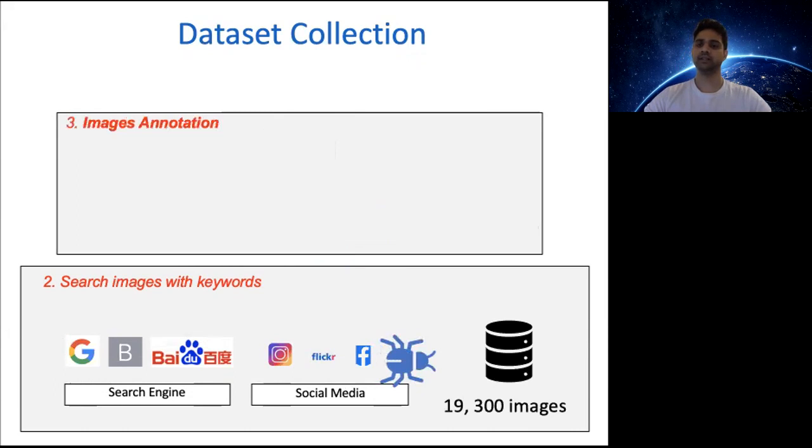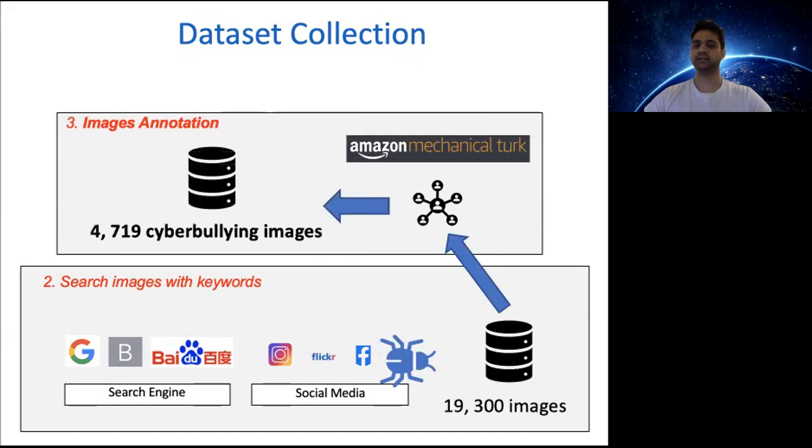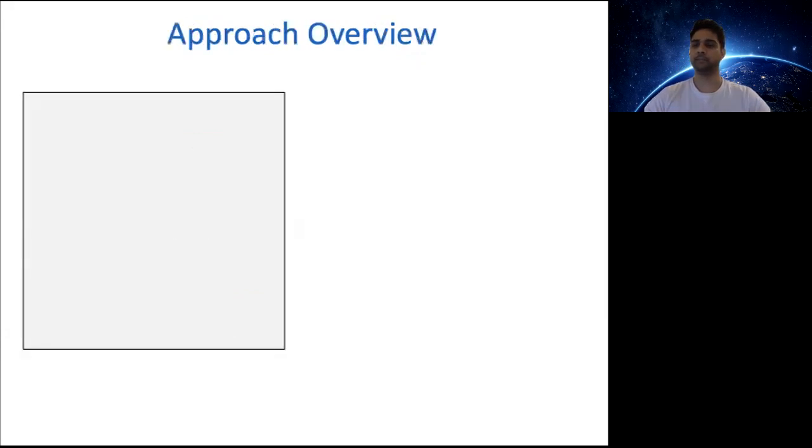Then we conducted a study with participants from Amazon Mechanical Turk to label the images as cyberbullying and non-cyberbullying. Finally, our dataset consisted of 4,719 images of cyberbullying. We next discuss our approach.